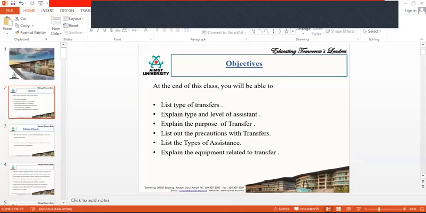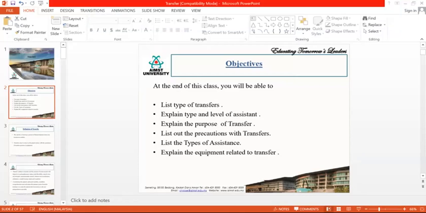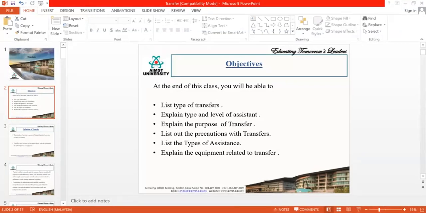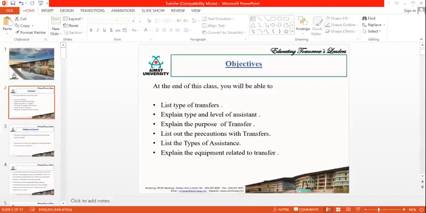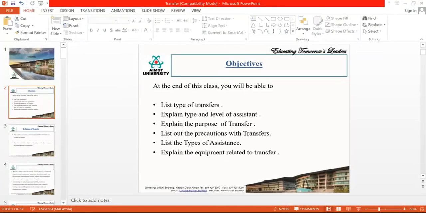So the next topic is transfer. Transfer means transferring a particular patient from one place to another, or lifting a particular object and transferring the object to another place. Okay, so there are two different types of transfer. One is transferring a patient, like a human being, or transferring an object. So we will be seeing both: how to transfer a patient and how to transfer an object. Today we will first see how to transfer a patient.